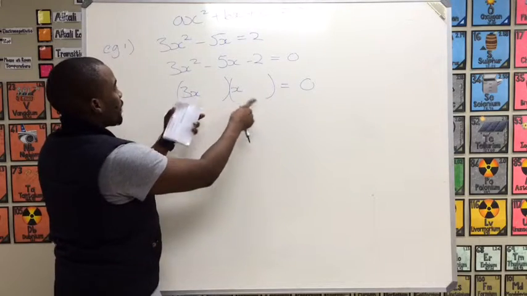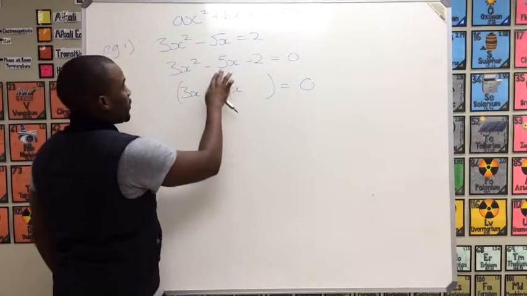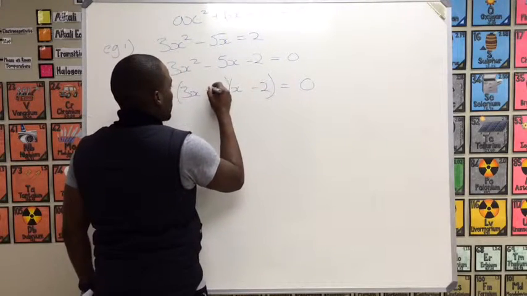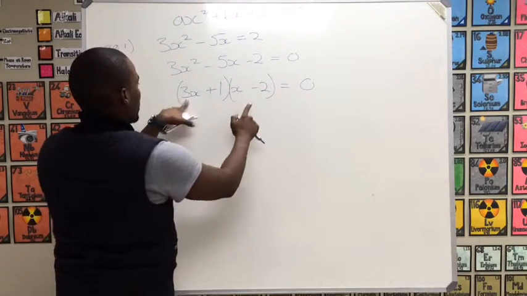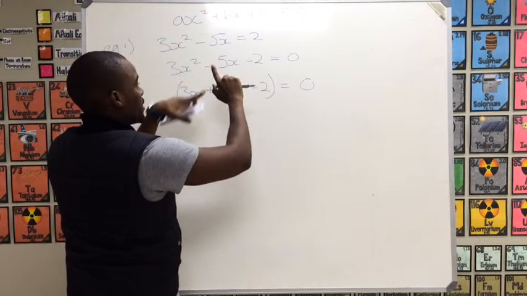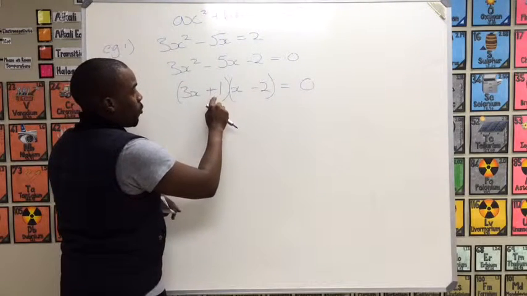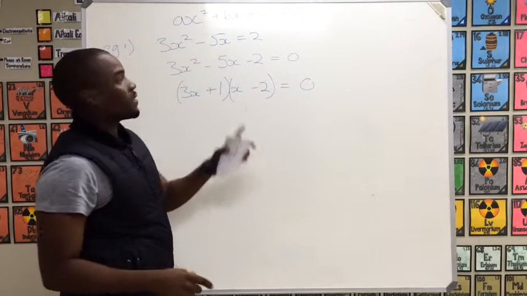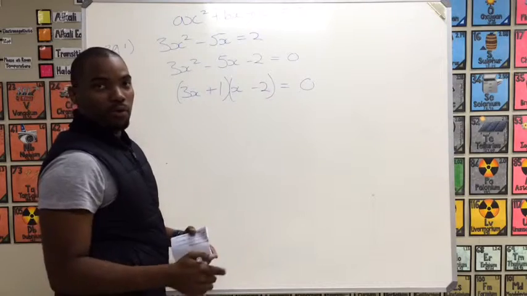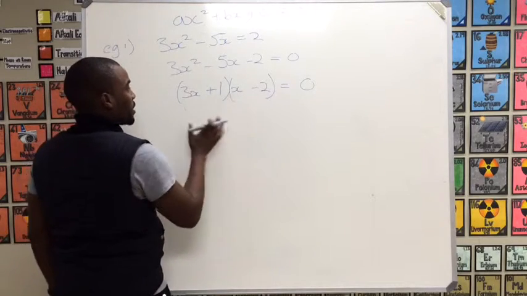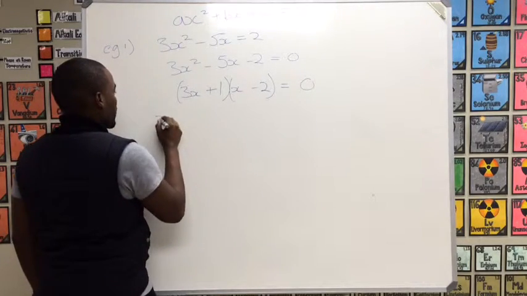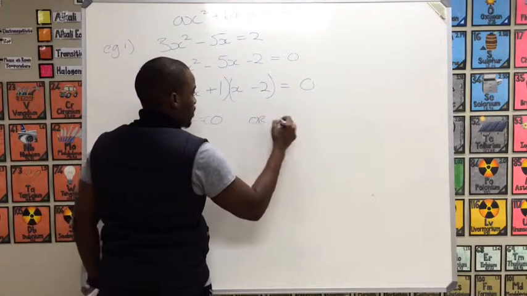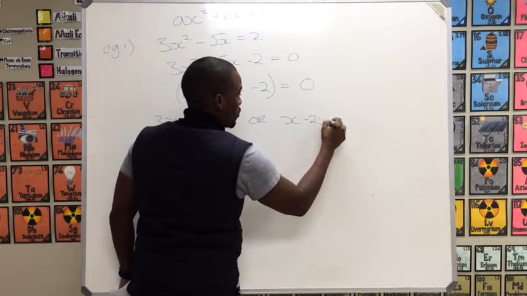Now which one of those will give us what we're looking for? At the end of the day we're looking for a negative 5. So if I put a negative 2 here and a positive 1 there, what you find is that 3x times negative 2 gives us negative 6x, and then 1 times x will give us a positive x. Negative 6x plus x gives us negative 5x, and these are the brackets we're looking for. In that case we can say, oh, that's perfect. It's this times that giving us 0, meaning 3x plus 1 equals 0, or x minus 2 equals 0.